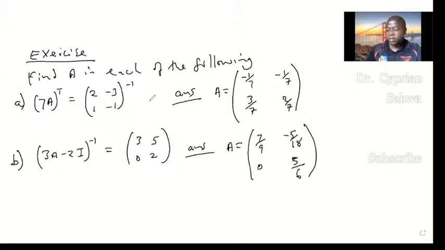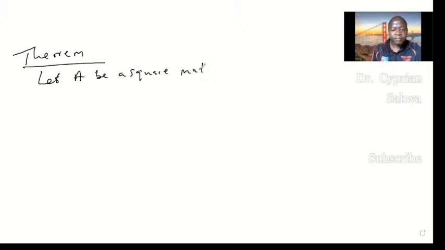So let us continue with another theorem that will be very important to us. Let me look at this other theorem. Again, I state it without proof. The theorem is: let A be a square matrix. You know that a square matrix has the number of rows and number of columns equal.